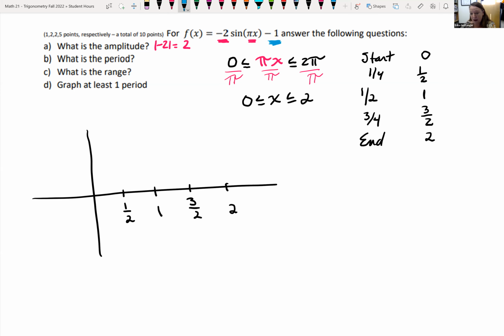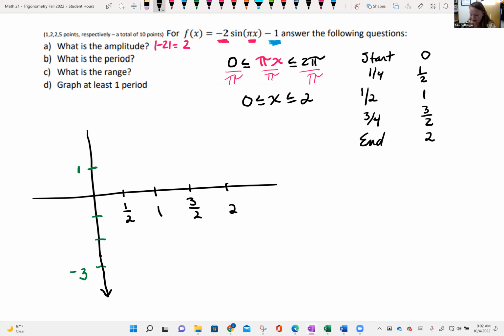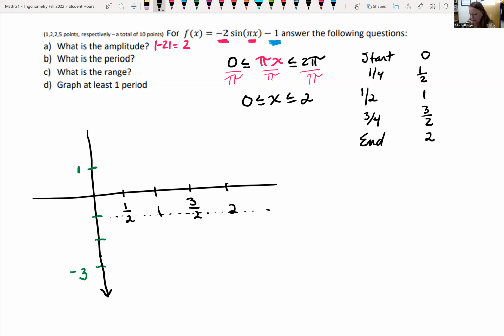If I shift my max of 2 down 1 unit, my max now is at 1. And if I shift my minimum down 1 unit, so -2 minus 1, that's going to be -3. My midway line for the original function before I vertically shifted it was my x-axis. And I'm shifting my midway line down 1, so it's at -1. So we're going to treat this like it was the x-axis when we graph this.